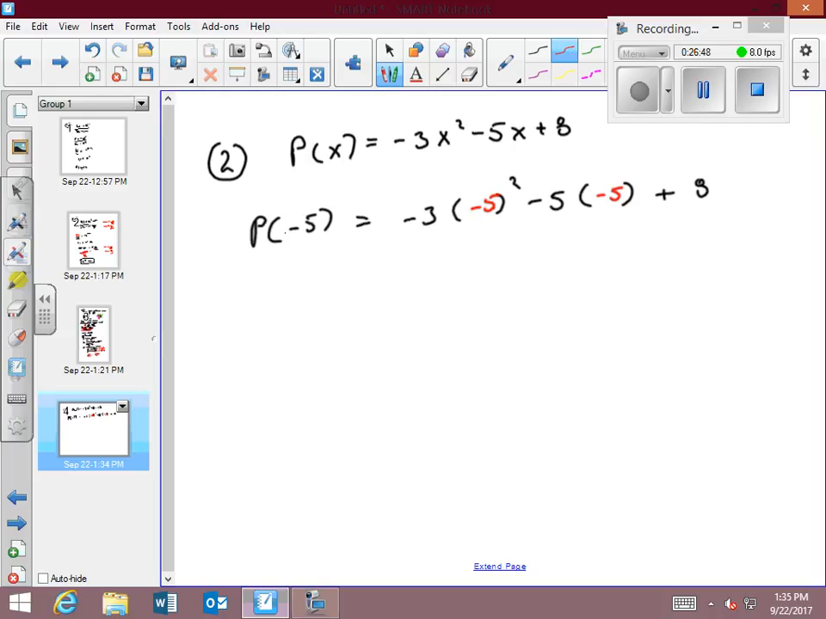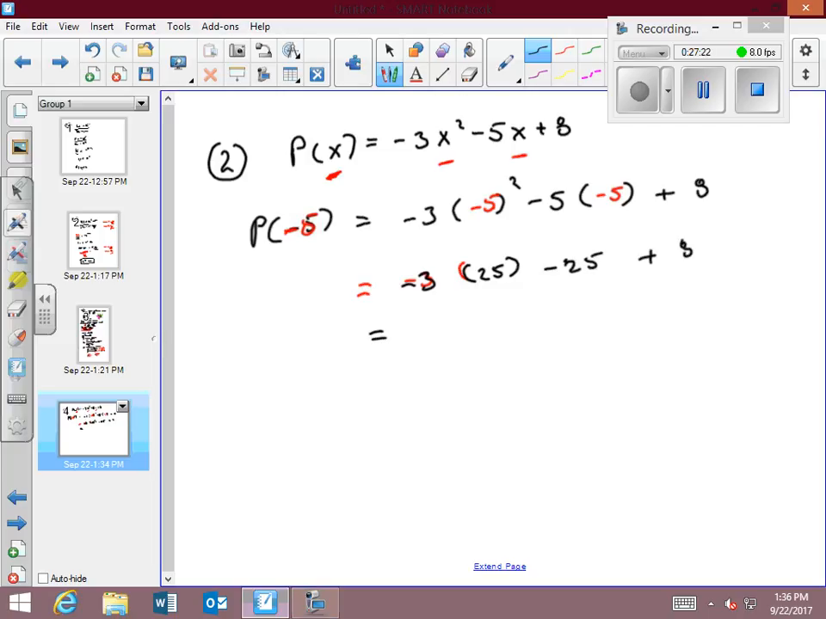So you see this minus 5 in here says replace this x with minus 5 wherever it appears. And that's what I've done. And then you evaluate that. So this is a minus 3 times minus 3 times 25 minus, this is minus 5 times a minus 5 is a minus 25 plus 8.